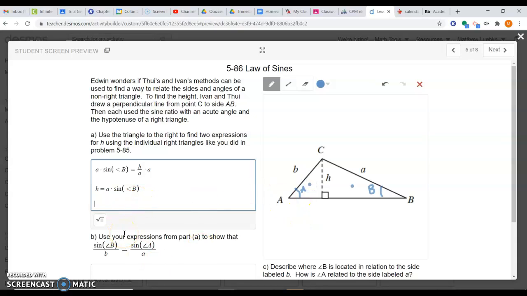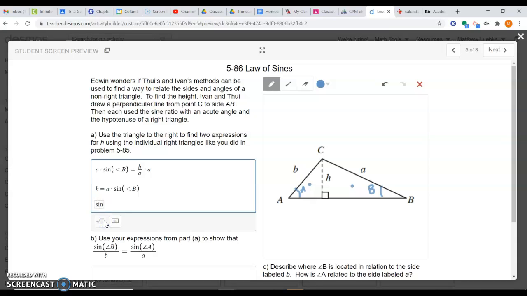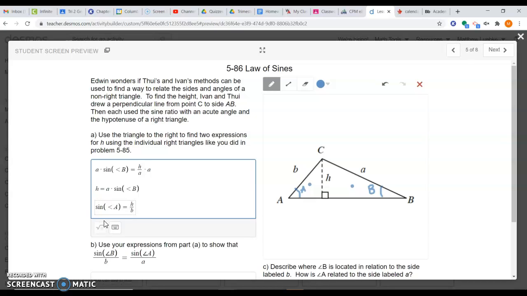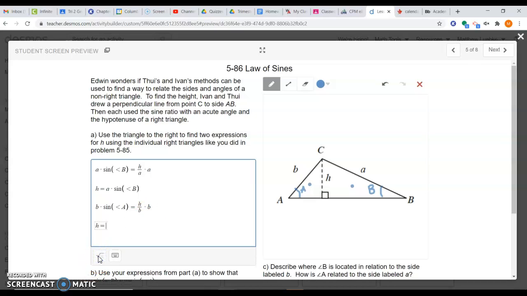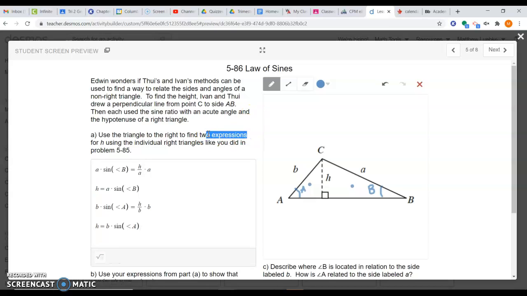We're going to do the same kind of thing. We're going to do the sine of angle capital A equals opposite over hypotenuse, which is h over b, and I'm going to multiply both sides by b, so I can get some canceling out here and get h by itself. After we get our canceling out from this b and this b, we will be left with h equals b times the sine of angle capital A. And that's my second expression of the two they wanted. h equals this and h equals that.